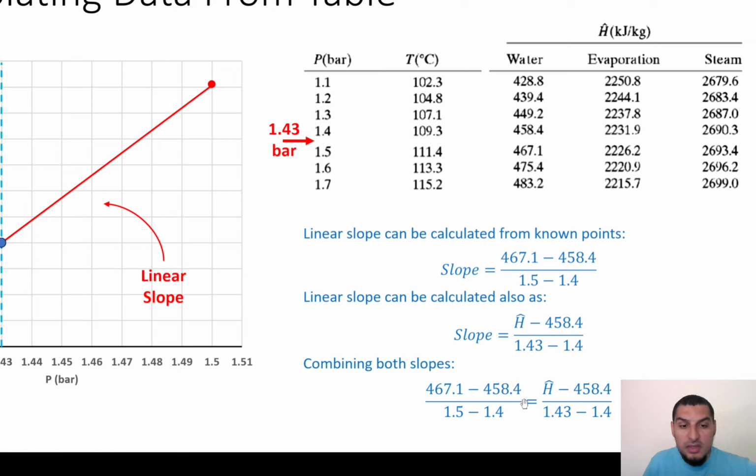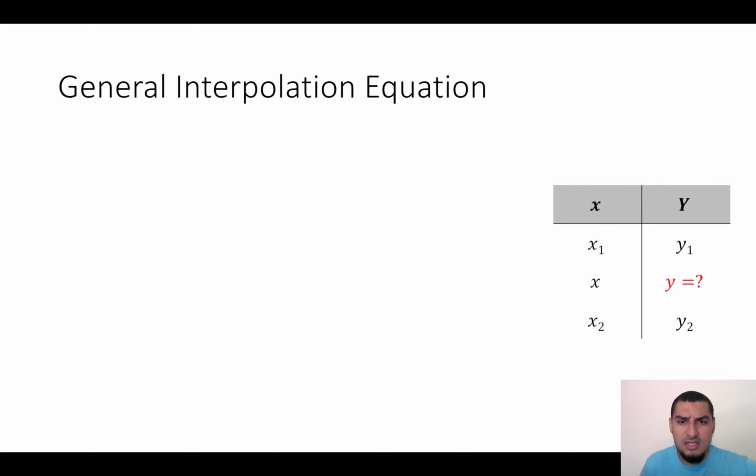We don't need to draw anything. You just calculate the slope using the two known points, and the slope as a function of the unknown enthalpy, and then we can use these two equations together to calculate the enthalpy. So it's very easy and straightforward.